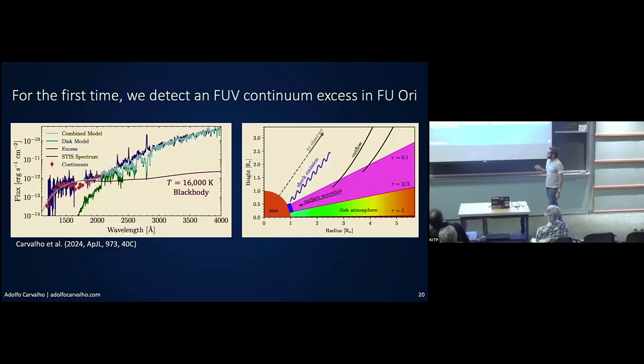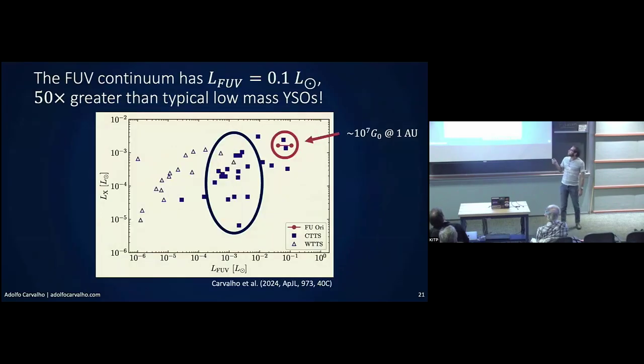But the outburst really alters the radiation environment of the disk in addition to the thermal environment. So during the burst, your FUV luminosity, which we found in FU Ori to be about 1/10 of the solar luminosity, means it's about 50 times brighter than the FUV luminosity of typical classical T Tauri stars. And the X-ray has been previously shown to be about 5 or 10 times brighter than typical classical T Tauri stars. So the radiation environment is much harder.